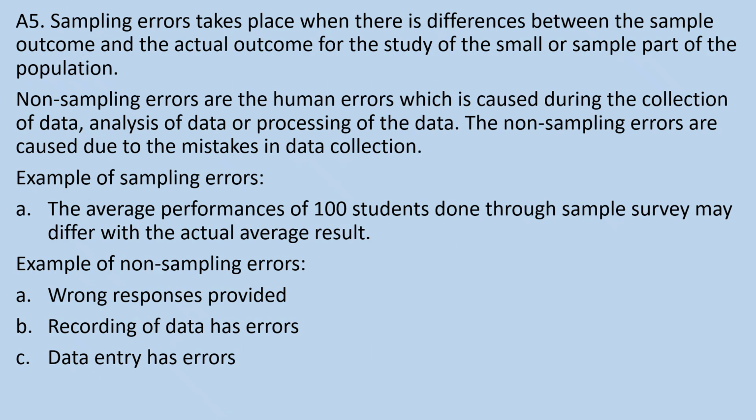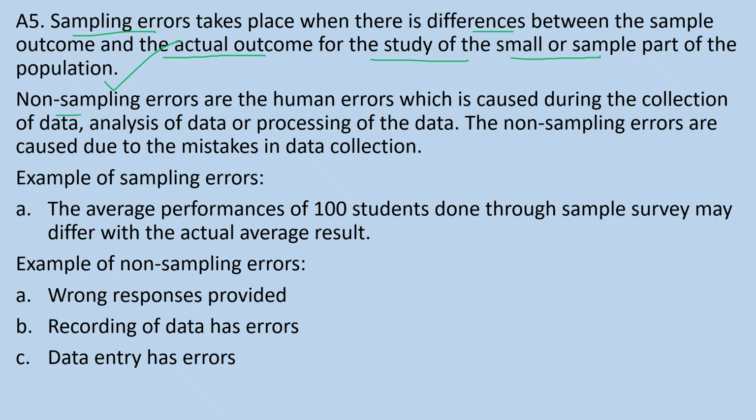Now we come to the next answer, which is sampling errors and non-sampling errors. So what are sampling errors? Sampling errors take place when there is difference between the sample outcome and the actual outcome. So when there is a difference between the outcome obtained from the sample and the actual outcome, we get the sampling errors, and this is for the study of small groups or sample part of the population.